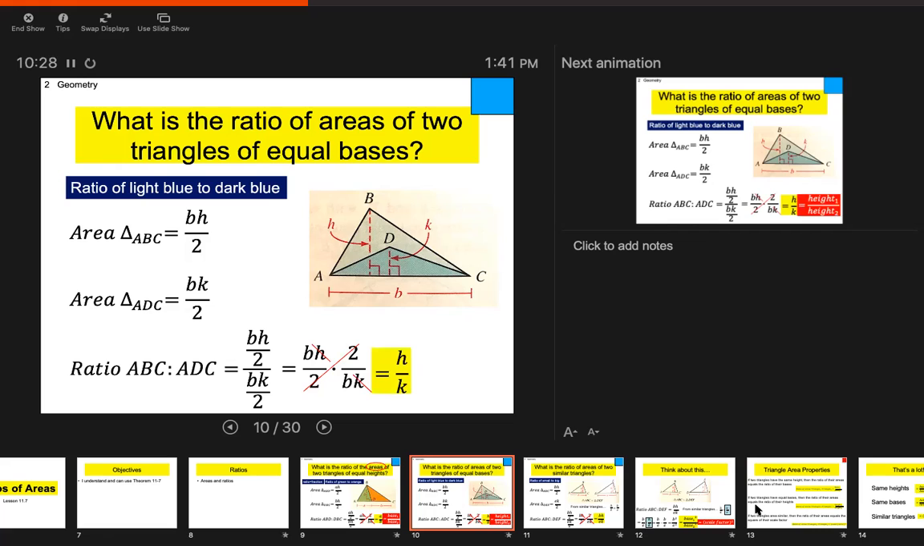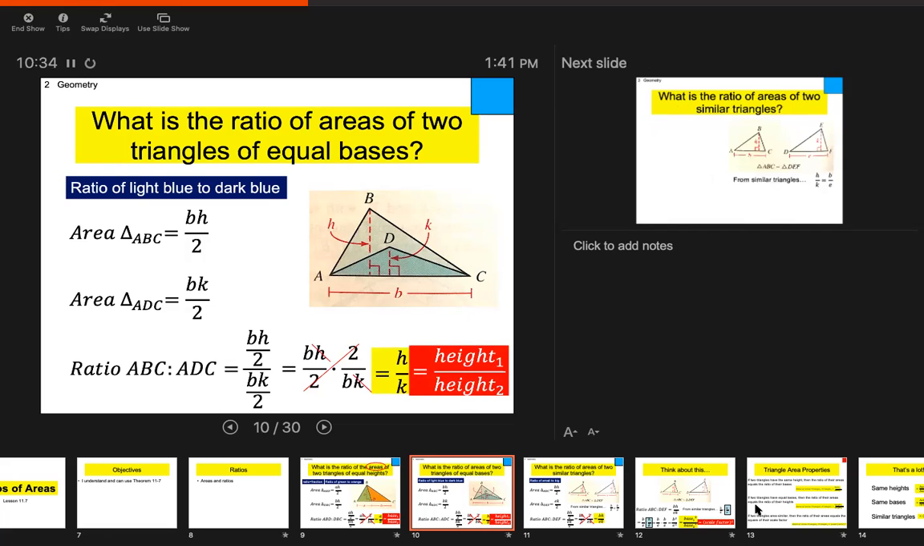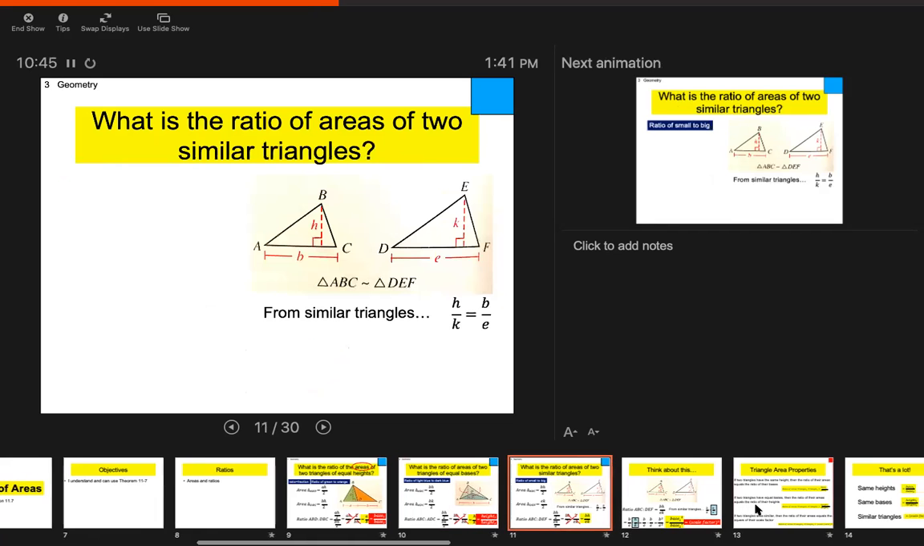And suspiciously, instead of writing H over K, I'm going to write height 1 over height 2. We're going to write these down soon. Not yet. It'll be slide 4. Oh, no, it's going to be your book of truth. I'm sorry. All right, last one.